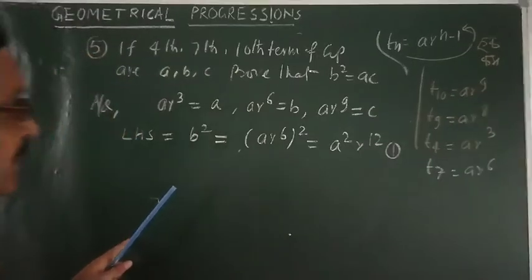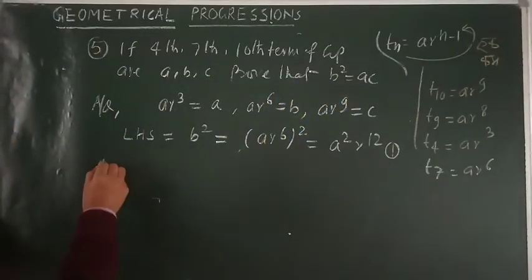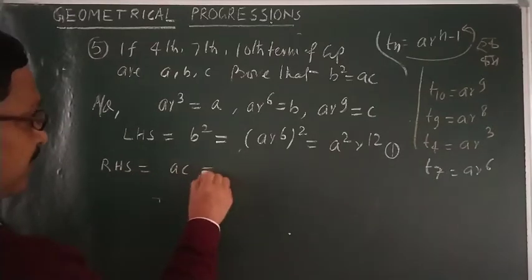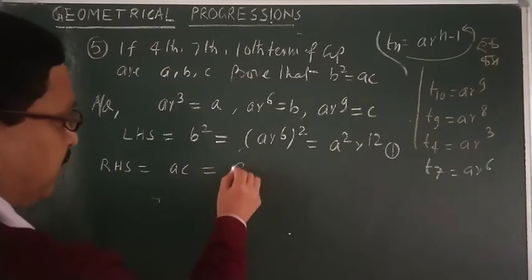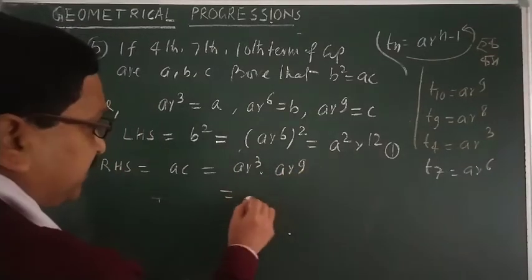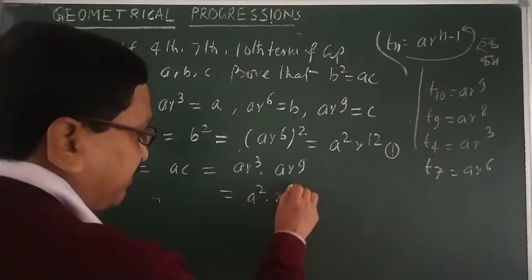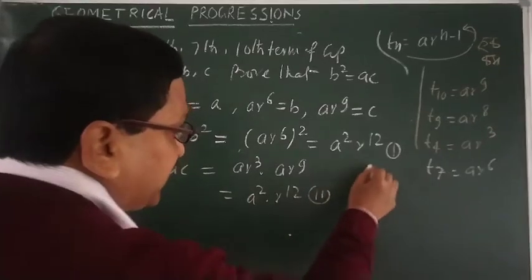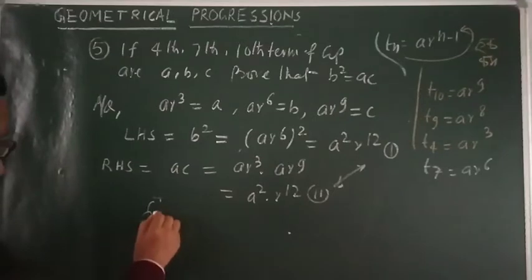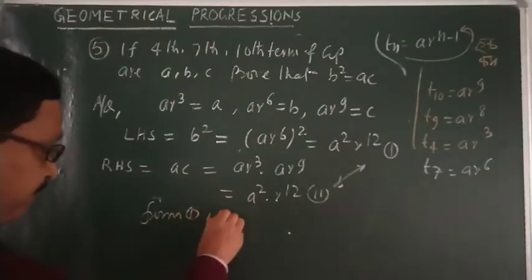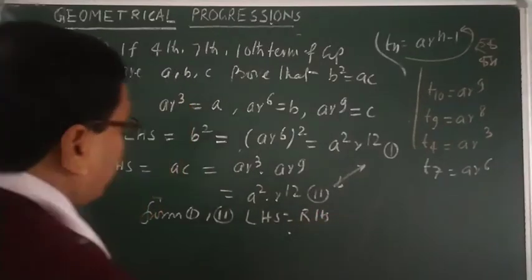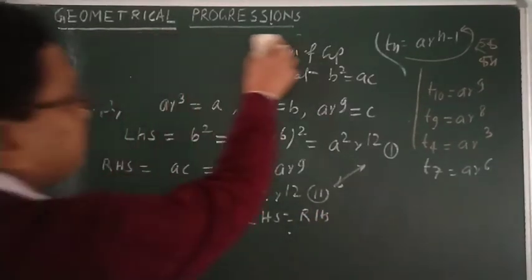This is your LHS. Now moving towards RHS. RHS is ac. Put the value of a, ar^3, and then c, ar^9. When this is multiplied, we get a square r to the power 12. So from 1 and 2, LHS is equal to RHS, proved. Now we move towards another problem.